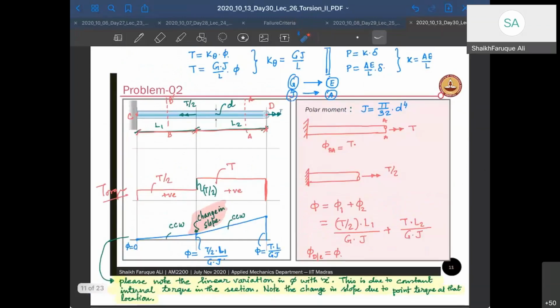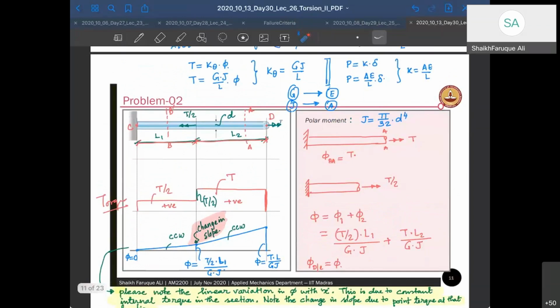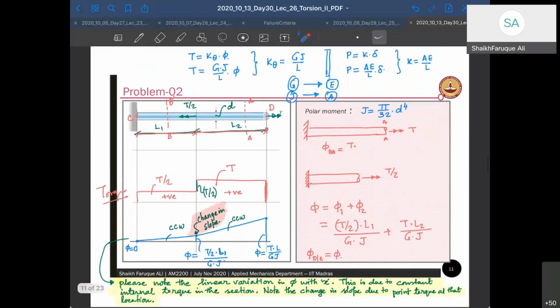Okay, let's look at this problem. Problem 2. What is it telling? Okay, there are two torques that are applied here. So this is the member, and it is fixed here at point C. There is one torque going outside the member applied at D, and there is another torque going inside the member at some point. The length from the support is L1, that one, and this is L2.